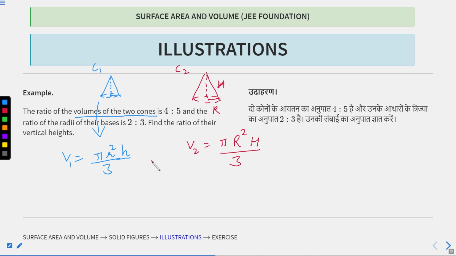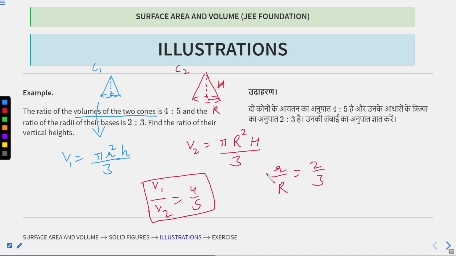We are given the ratios. That means we are given that V1 by V2 is equal to 4 by 5. And the ratio of the radii of their bases, that means we are also given that r1 by r2 is equal to 2 by 3. Then we have to find the ratio of the vertical heights. That means we have to find this. I hope this is clear to you.